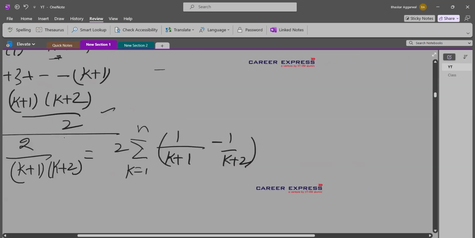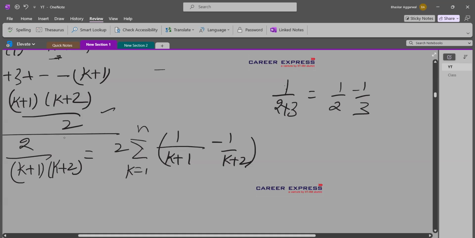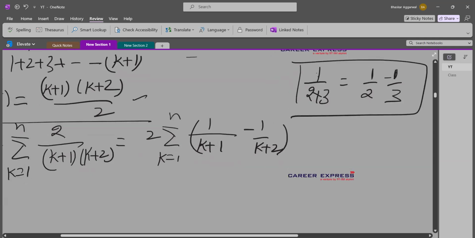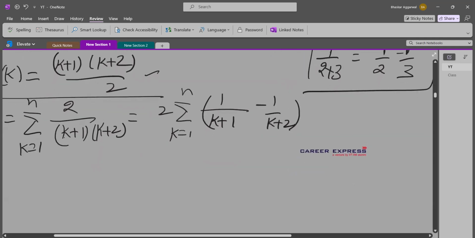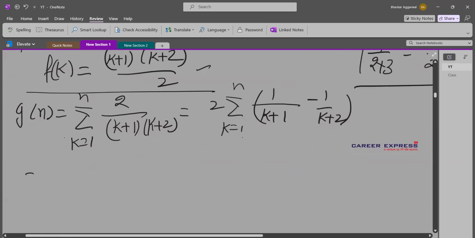What I have done here is, if you have 1 upon 2 into 3, this can be written as 1 by 2 minus 1 by 3. The difference between these two numbers is 1, so you can write them as two separate fractions like this. I have done the same thing here. So if I replace the values of k equal to 1 to k equal to n and then add them, what do I get?